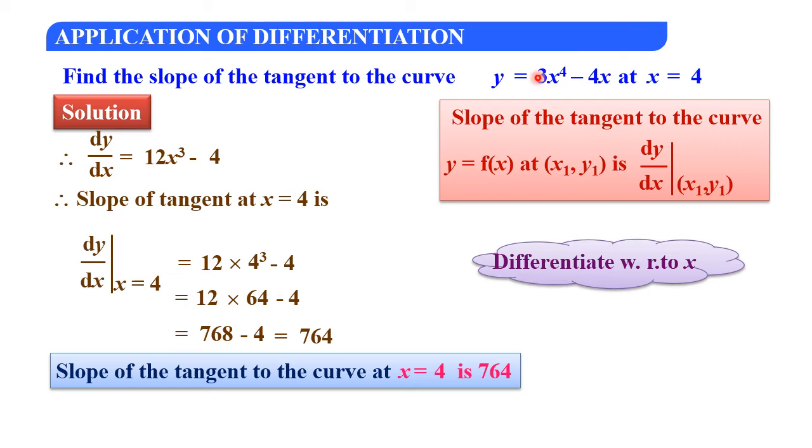And 3 is a constant term, keep it as it is. X to the power 4 differentiation is 4x to the power 3. So 4 into 3 will be how much? 12. 12x to the power 3 minus 4x differentiation will be 4. Just x differentiation is 1, and 1 into 4 is just 4.